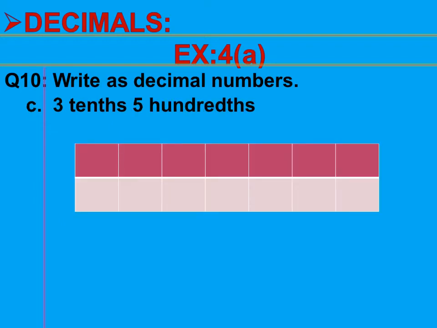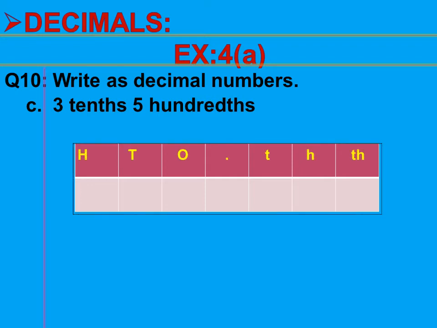Now dear students, we will move to part C of this question. In part C we have 3 tenths, 5 hundredths. Okay. Dear students, it's better to make a place value chart for it to write it as a decimal number. Let's see how we will make the place value chart for decimal numbers. Okay. Dear students, the place value chart of a decimal number is like this.